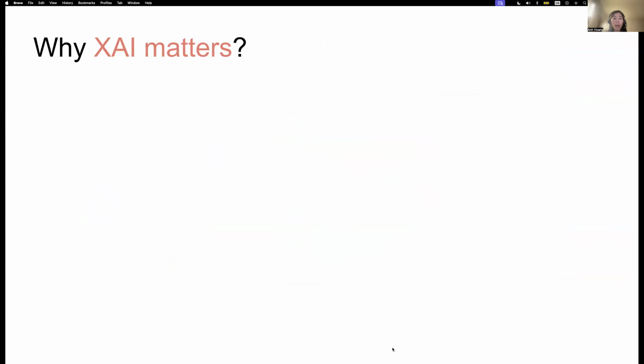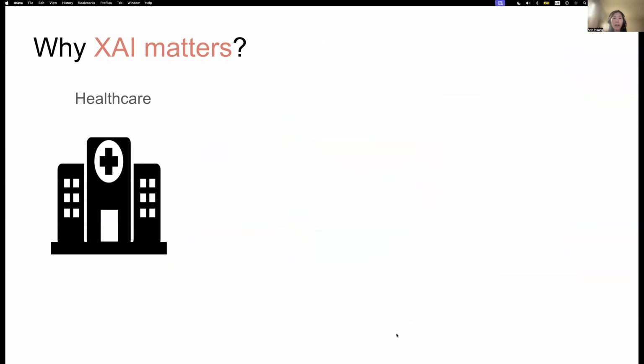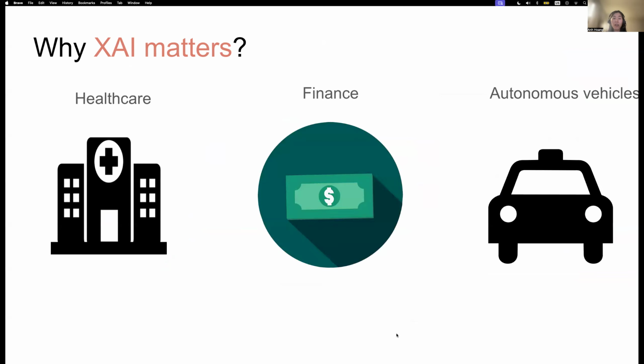AI is used in many areas, like healthcare, finance, and autonomous vehicles. Since the decisions affect people, it's important that the systems behind them are not just accurate, but also transparent. Explainable AI helps ensure that these systems can be trusted. Now, let's look at some of the most common techniques used in XAI.